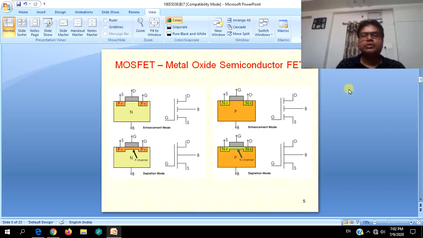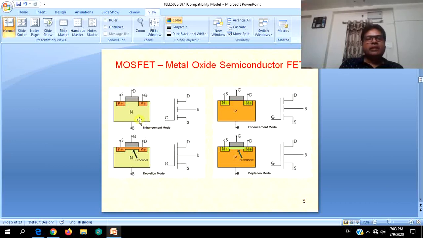And again, when it comes to MOSFET, depending on the construction and how it works, there are basically 4 types. But to make it simpler, it is P channel MOSFET and N channel MOSFET. Channel means the path through which the actual current flow takes place.